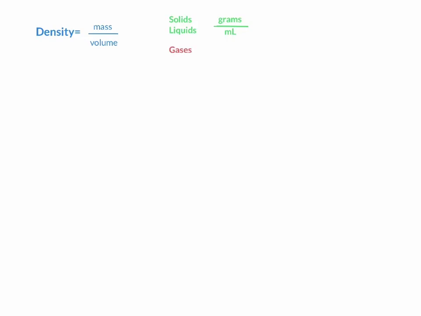Since gases have a much lower density, or there's far less mass for every 1 milliliter, we typically report the density of a gas in units of grams per liter. Now, density is an intensive property, meaning the density of a substance is the same for every sample of substance no matter how much you have.